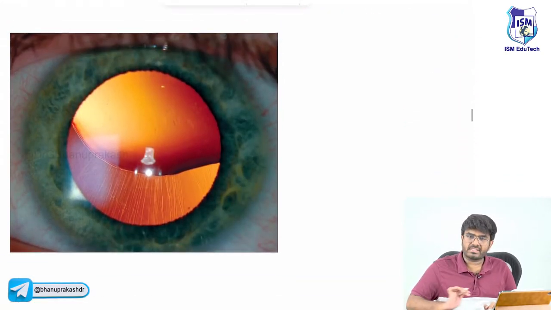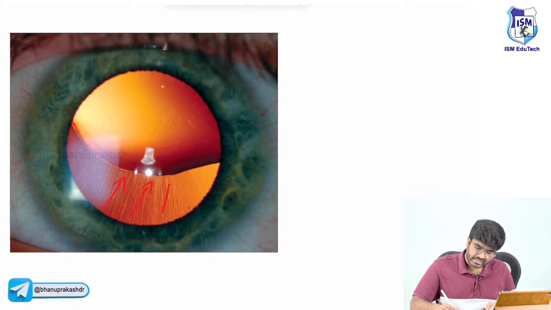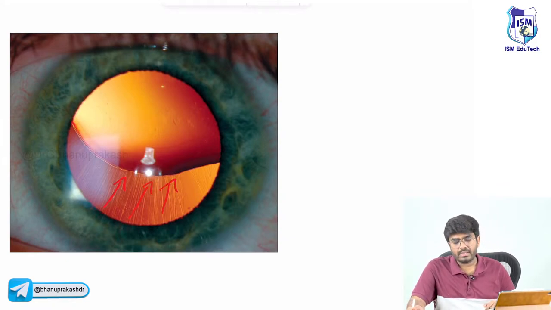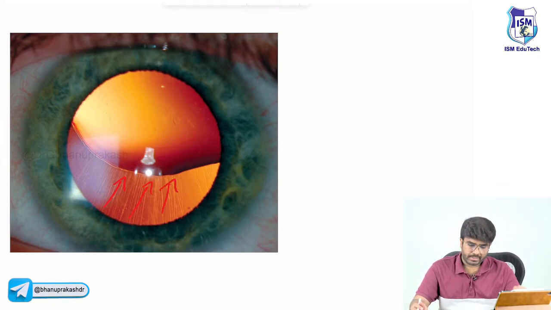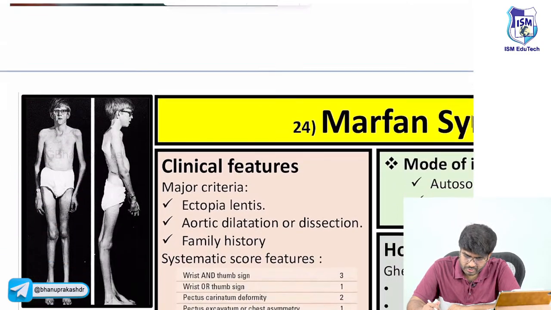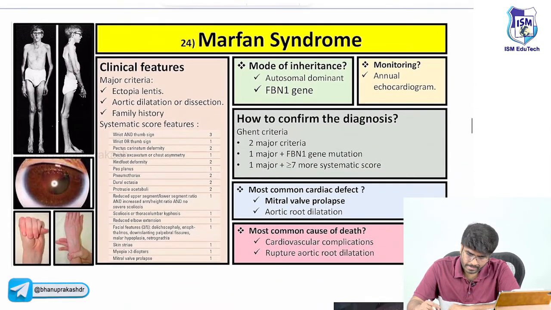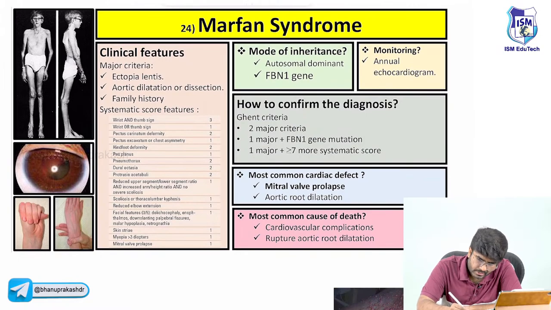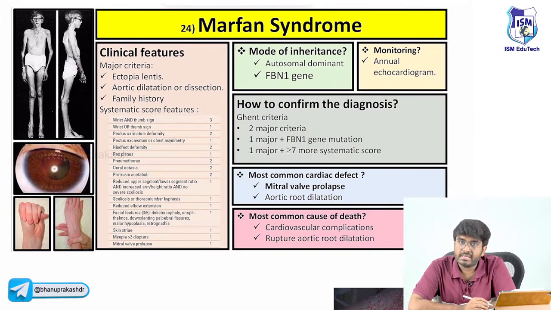Now just tell me, what are you looking at here? Here the person is having dislocation of the lens. Dislocation of the lens is seen in Marfan syndrome, sir. Okay. Now after this, let me show you a table. From this table, what you should know is how to put the diagnosis of Marfan syndrome. There are major criteria which you should know.